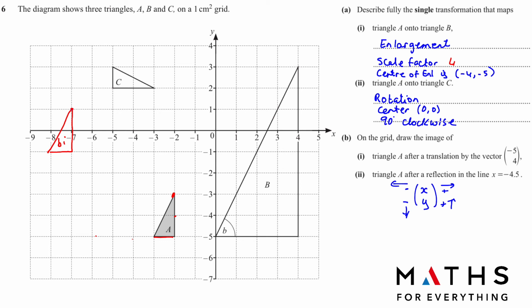B2, we have to make a reflection in the line x is equal to -4.5. So -4.5 is in the middle here. Let's draw the line. And now we just reflect it. Count the number of squares from this point. It's 1.5, so this is here. Then 1 square. Straight line. Reflection, I think, is quite easy. Even translation is not much of a problem. This is B2.